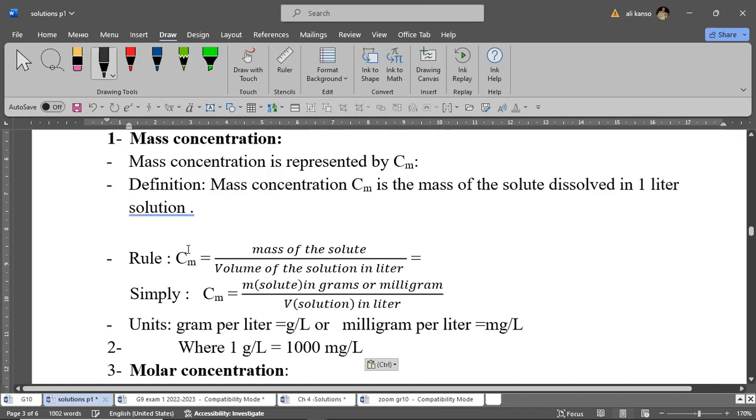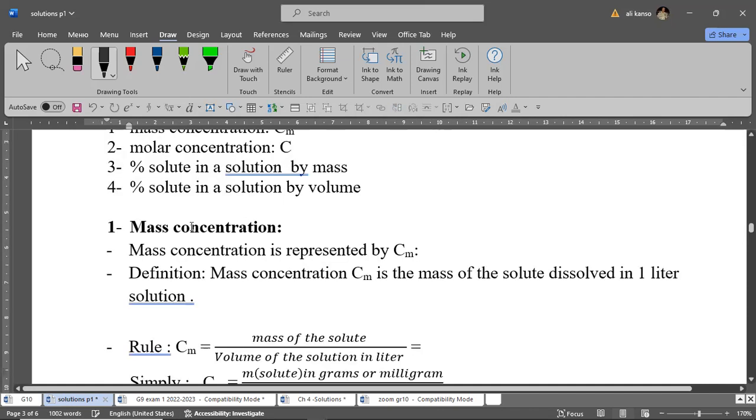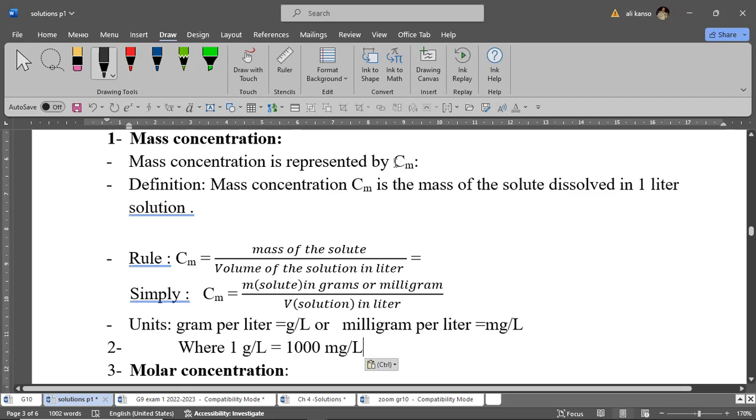Mass concentration. The first title, mass concentration. Mass concentration is represented by C small m. Let us first write the rule. What is the rule of the mass concentration? It is the mass of the solute over the volume of the solution in liters.